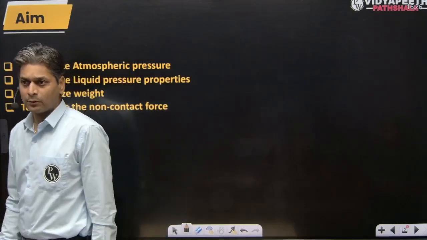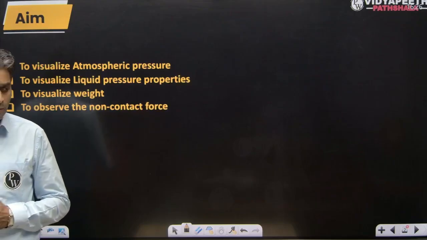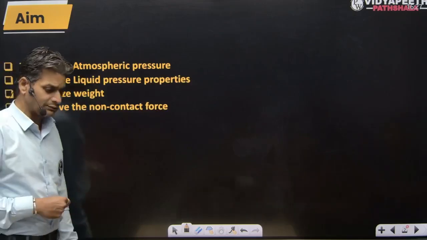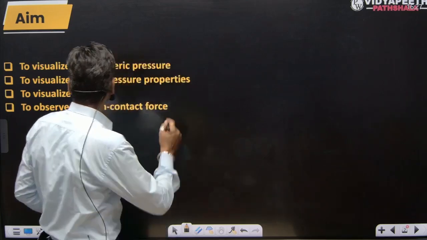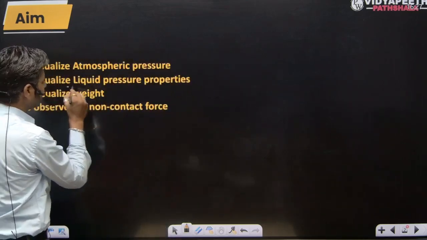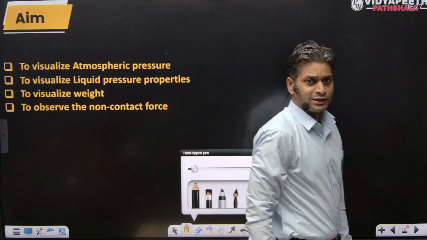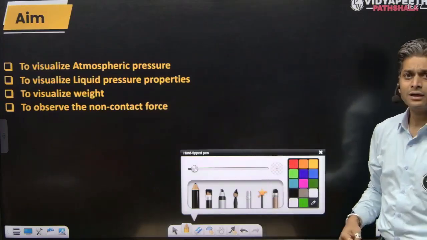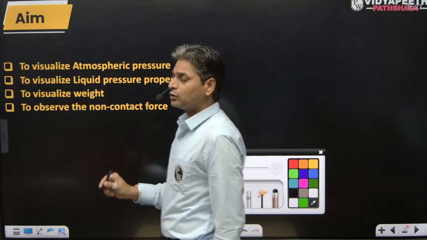You know very well about the atmospheric pressure, how the atmospheric pressure is exerted on our body as well as on objects. That one also we have to discuss today. In the same way, we visualize the liquid pressure, the atmospheric pressure as well as the liquid pressure and properties of liquid, and to visualize the weight.